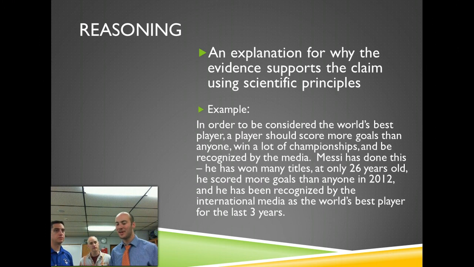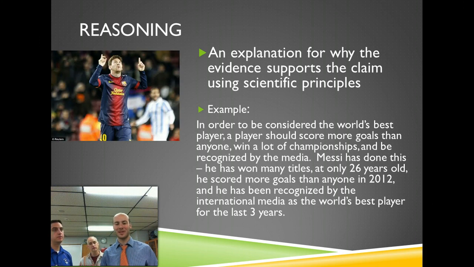So we talked about, in order to be considered the world's best player, you need to be able to score a lot of goals, you need to win a lot of titles, and you need to get international recognition. I have a whole thing listed down there. You can pause and read it. I'm not going to read through the whole thing in the interest of time. But here you see I have explained why all those characteristics that I said in the evidence are important and support my claim. The reasoning is really what takes your claim and your evidence and ties it together. It talks about why that evidence backs up that claim that you've made.